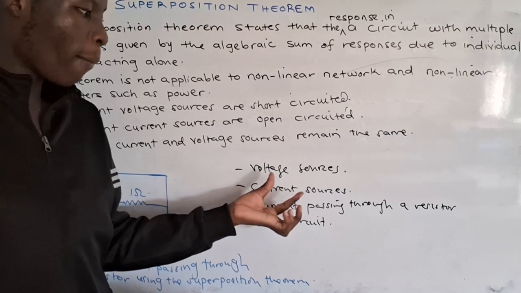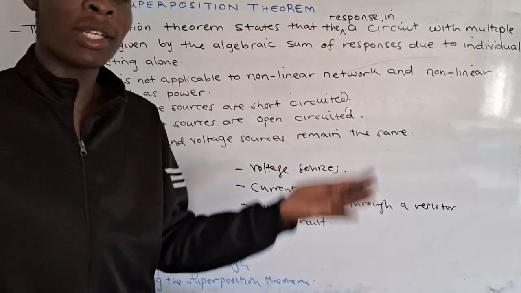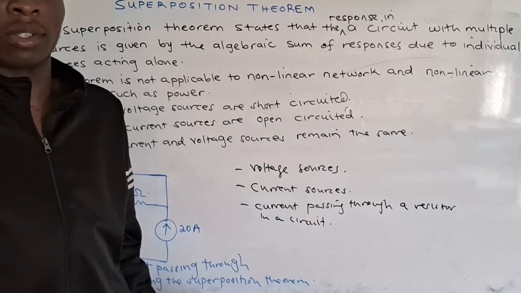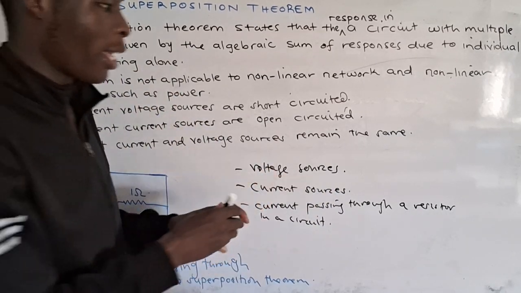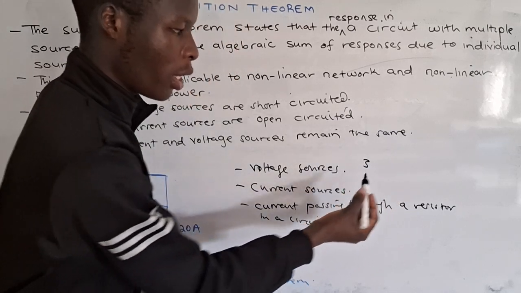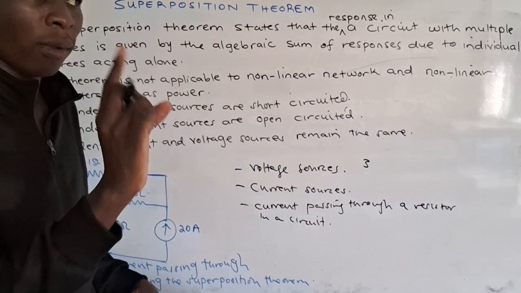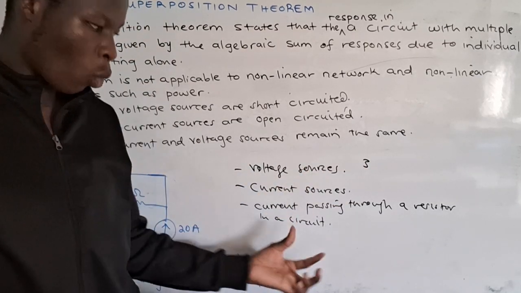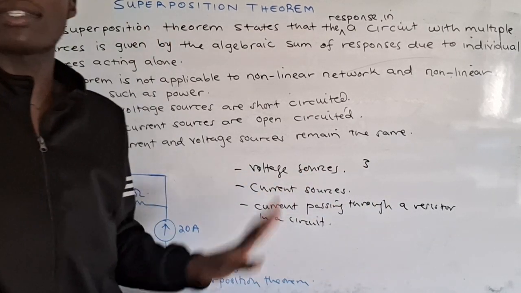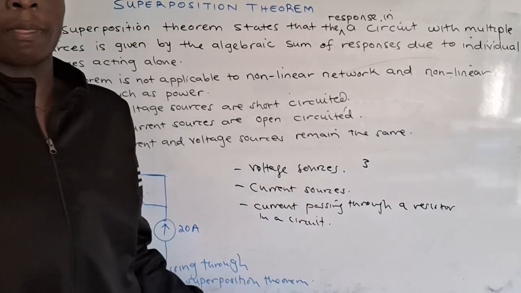How? I'm going to eliminate the other sources, and I'm going to remain with one source. Suppose I have 3 sources. It means 2 I'm going to remove, and I'm going to remain with one source. Then, if I have this one source, what is the current passing through this resistor? You do the calculations and you note down the answer.